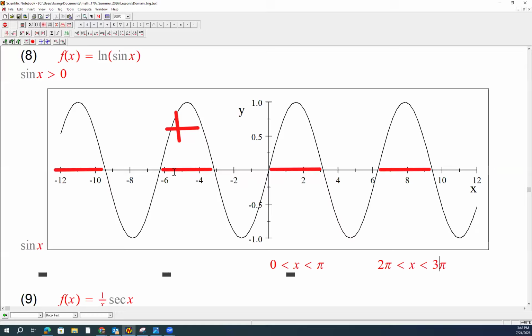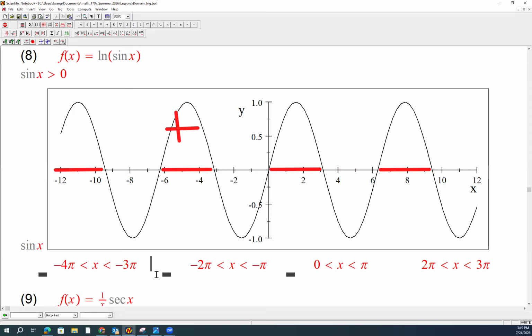How about this interval? It looks like it's going to be -2 pi to -pi. And this other one, since this is -2 pi, this will be -4 pi. So this interval is going to be -4 pi to -3 pi.